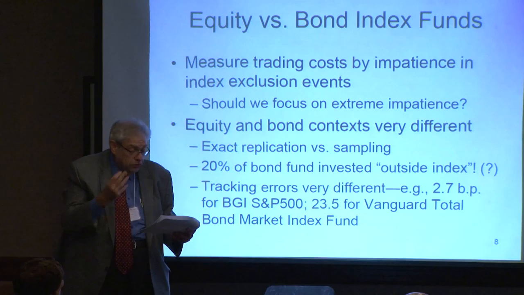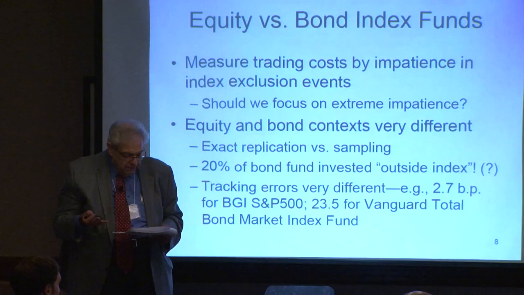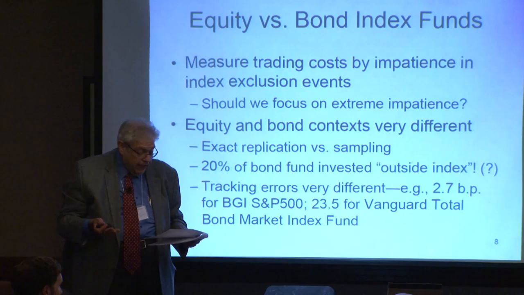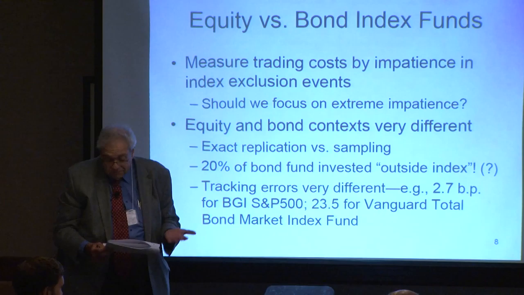I think this is an issue worth thinking about. The tracking errors are very different: 2.7 basis points for the BGI S&P 500, and 23.5 basis points for the Vanguard Total Bond Market Index. These are clearly very, very different.